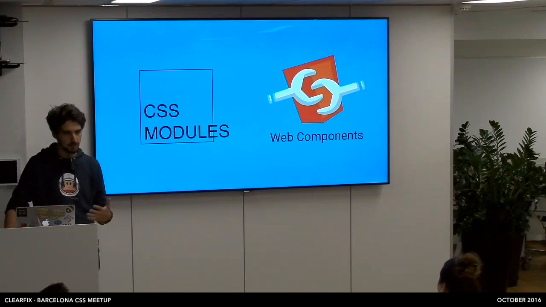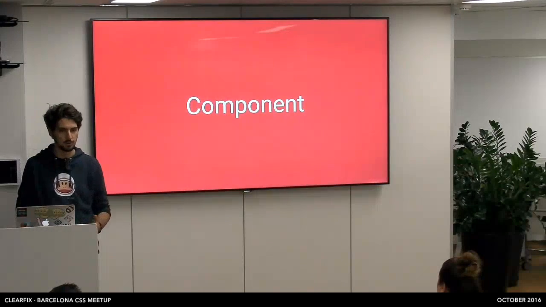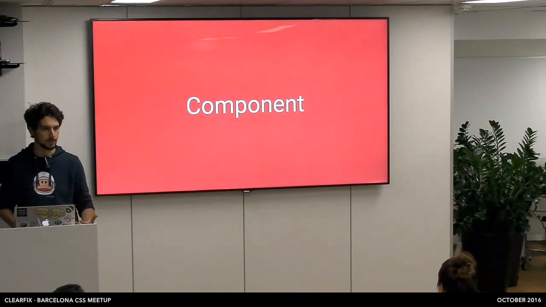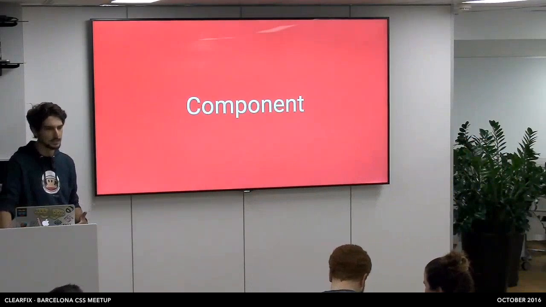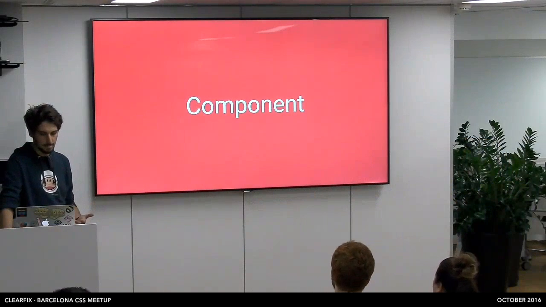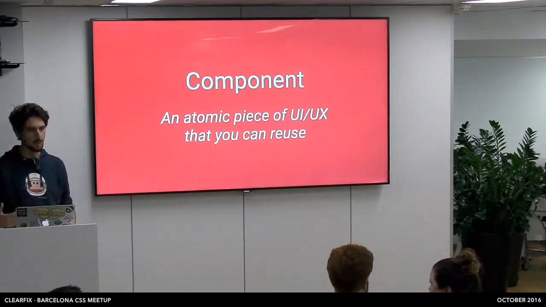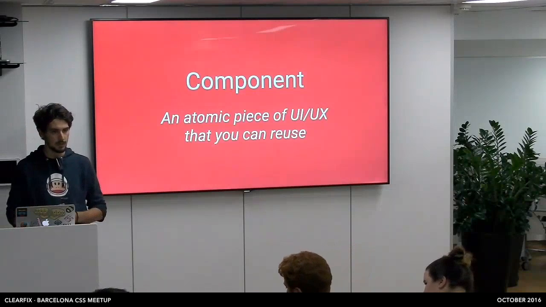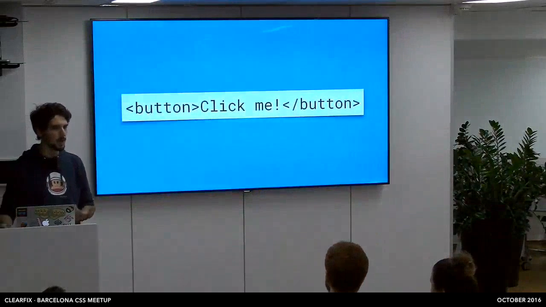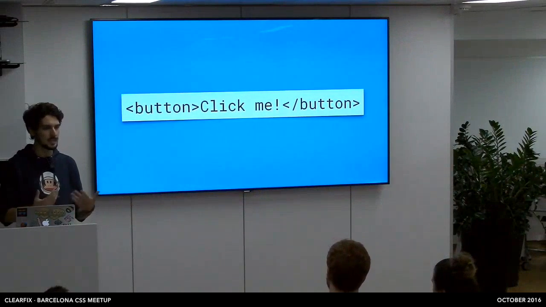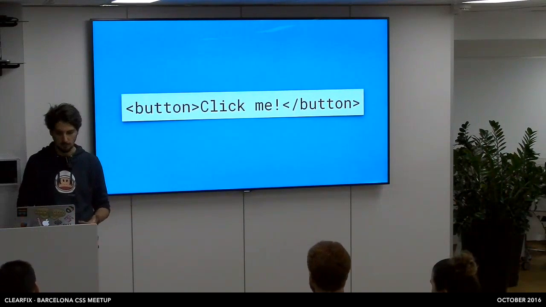But before I explain any of these, we have to clarify what a component is, because all of these approaches are based on the idea of components. Now, you might have your own definition of component or some idea of what it is. For this talk, I'm going to stick with this definition. A component is an atomic piece of UI, UX that you can reuse. A good example of a component could be, for example, a button. When I put a button on the page, it has some styles and it has some behavior, and I can just reuse it as many times as I want.